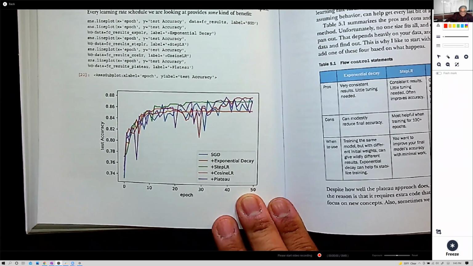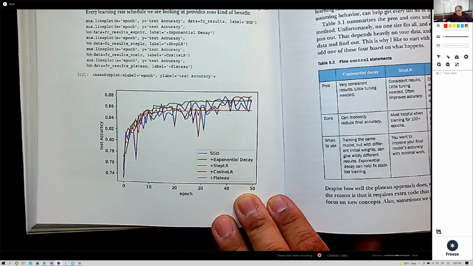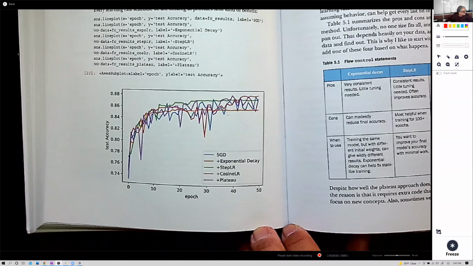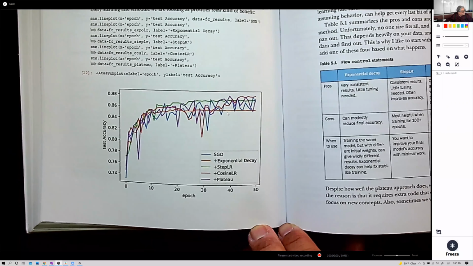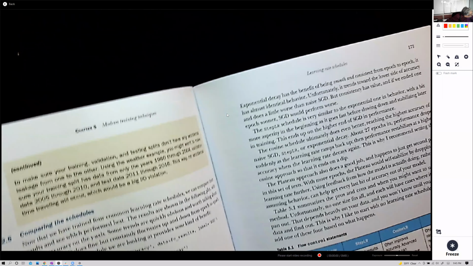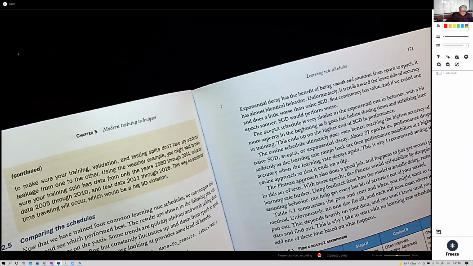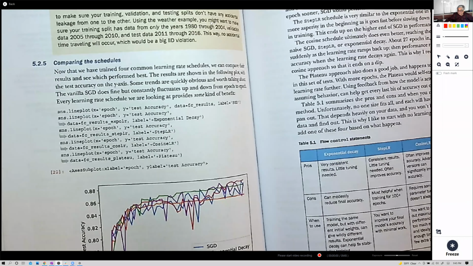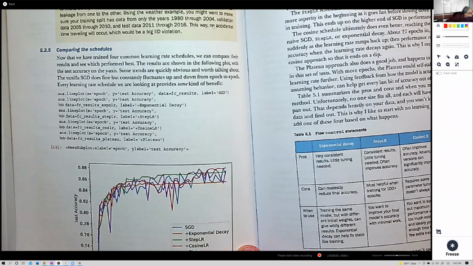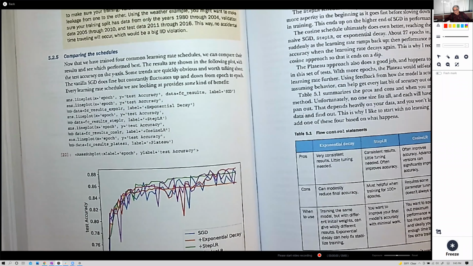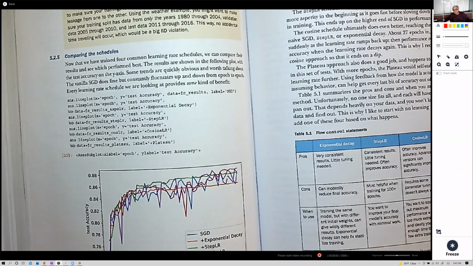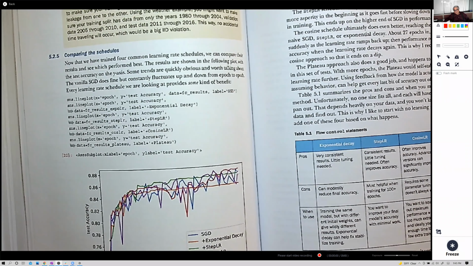And the one that's doing the worst, it so happens, is the exponential decay one in this situation. And the cosine one does the best. And where's the plateau one? The plateau is not far behind. It is the purple line which you can't make out on the screen, but it is doing quite well. So the top three winners are the cosine, the stepwise, and the plateau. The plateau one I'll explain to you next time.